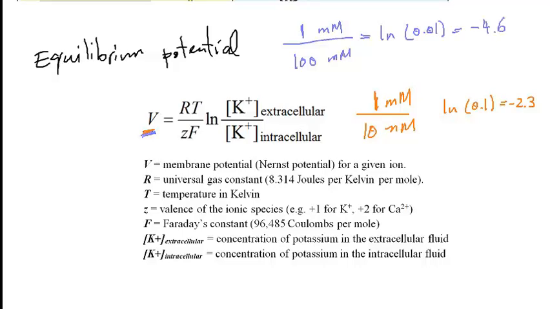So now there would be a further increase in the negative charge of our membrane potential. That's why, as the gradient of potassium increases, there would be a more negative membrane potential.